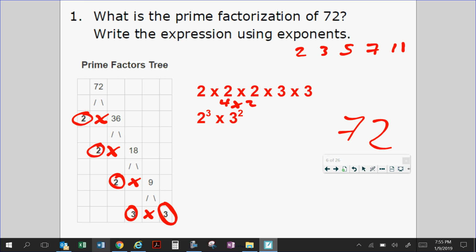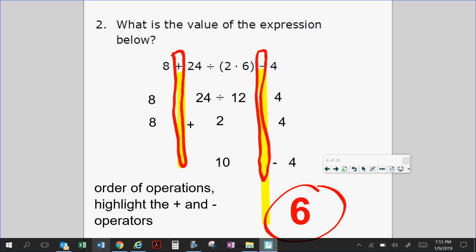So again, you have to know how to do prime factorization. And on an upcoming test, you've got to know how to do order of operations. So you highlight the addition and subtraction operators, and you solve the left, middle, and right term.